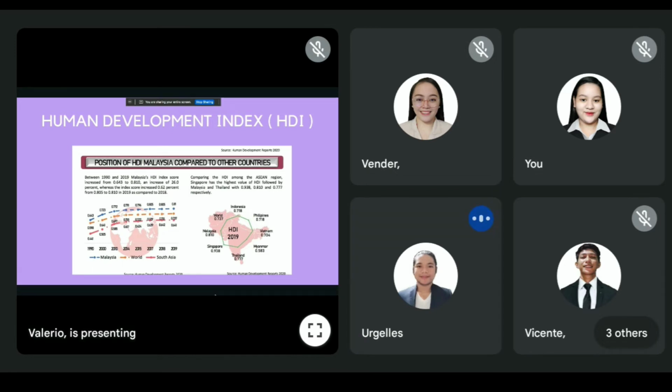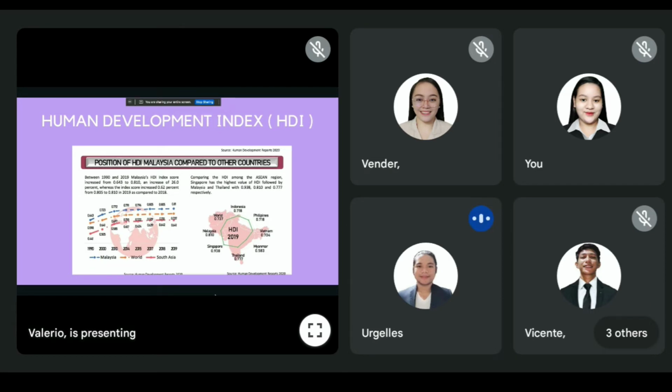The HDI of Malaysia. The Human Development Index, or HDI, is a metric compiled by the United Nations and used to quantify a country's average achievement in three basic dimensions of human development: a long and healthy life, knowledge, and a decent standard of living. As we all know, the HDI is a summary measure for assessing long-term progress in three basic dimensions of human development: a long and healthy life, access to knowledge, and a decent standard of living.